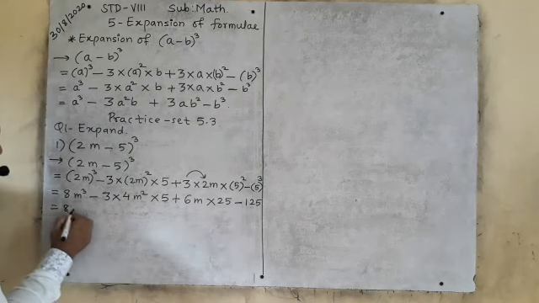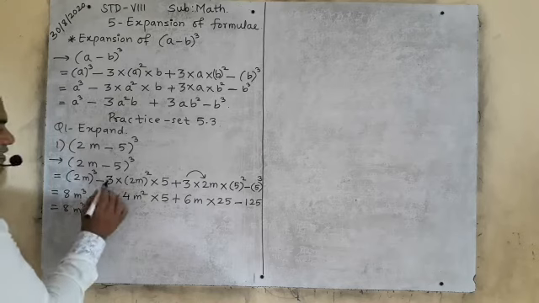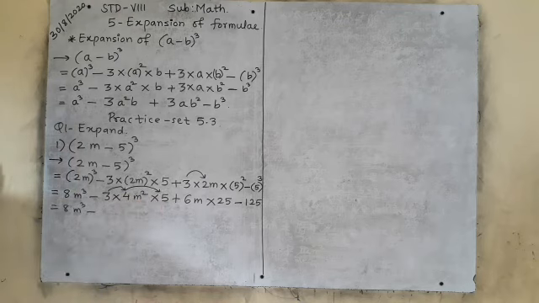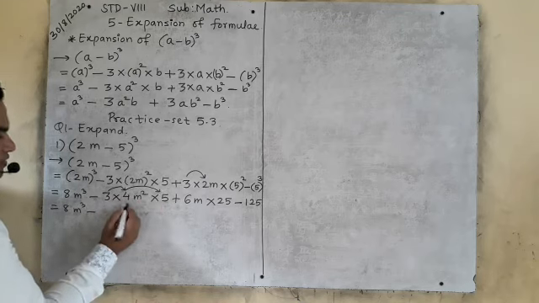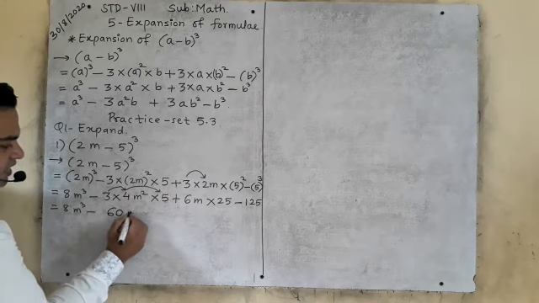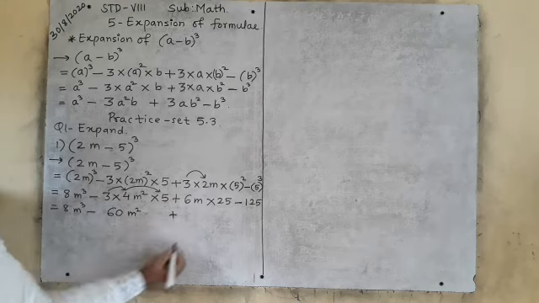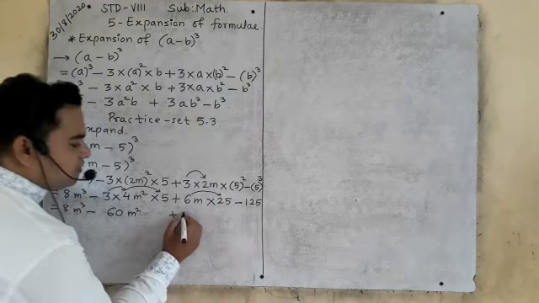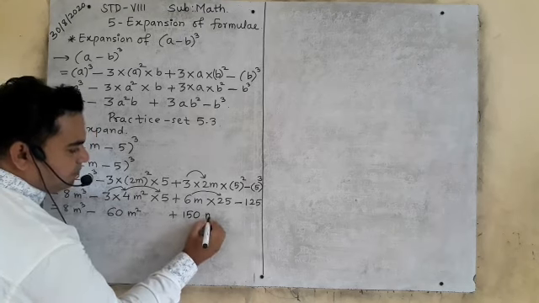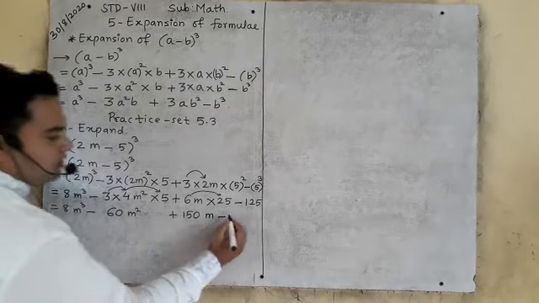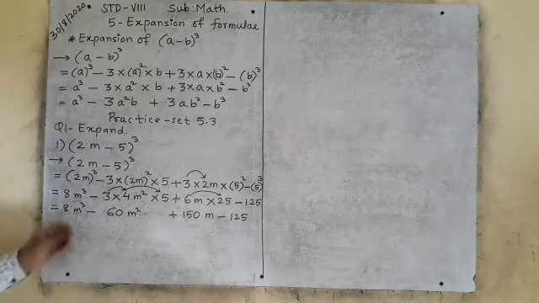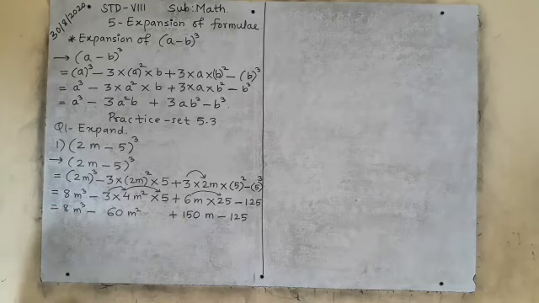Now you will solve it further. 8m cube minus, now you will multiply this 3 to 4. 3 4s are 12 and 12 5s are 60. Is it clear? 60 m square plus, now 6 multiplied to 25. 25 6s are 150. 150 m, okay, minus 125. Is it clear? Every term is an unlike term, so this will not be solved further. Finished. Your answer is finished now. Do you understand how to solve this?